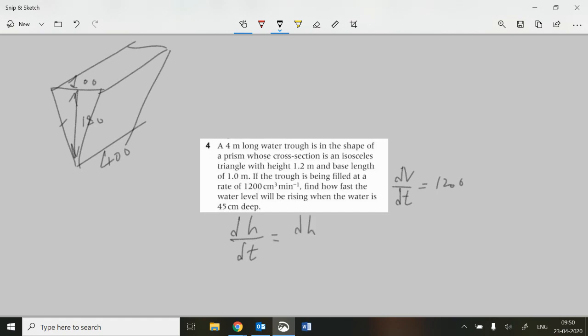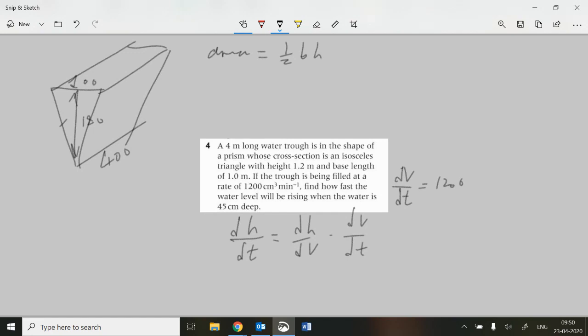Now, dH/dt, let's split that up again. We definitely know that we have dV/dt because that's going to go in there. So dV is our other variable. We're going to need to work out dH/dV or dV/dH, one or the other. I think it's going to be easier to work out dV/dH because we can work out a formula for the volume. The volume is equal to the area of the front face, times by the 400. So let's use the area of the front face, and that's a half base times the height.